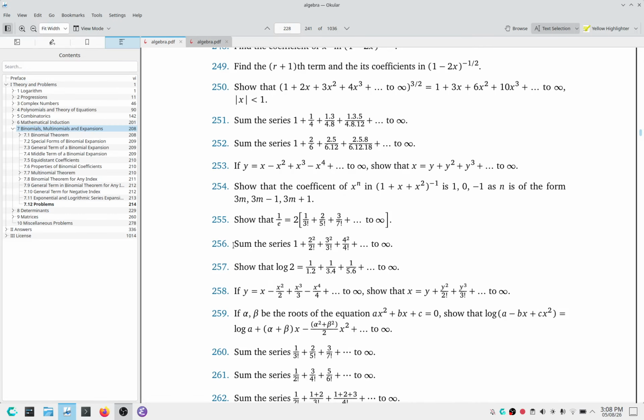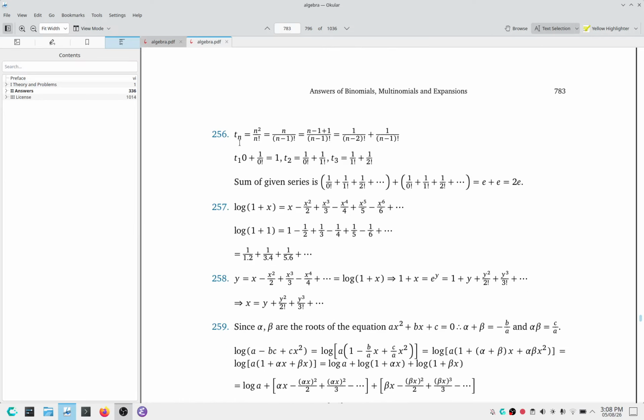Question 256 says that sum the series 1 plus 2 square upon 2 factorial plus 3 square upon 3 factorial plus 4 square upon 4 factorial up to infinity. So here the nth term is n square upon n factorial, which is equal to n upon (n minus 1) factorial, which is equal to (n minus 1 plus 1) upon (n minus 1) factorial, which is 1 upon (n minus 2) factorial plus 1 upon (n minus 1) factorial.